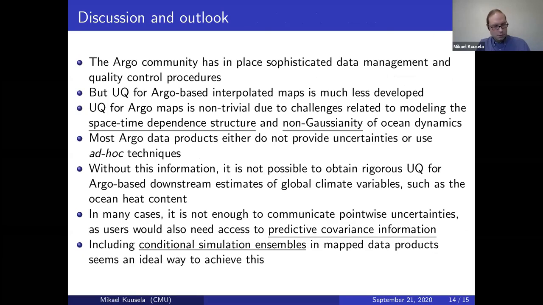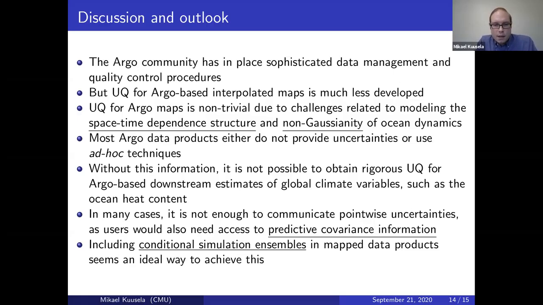Okay, so let me just wrap up here. The high-level conclusions here are that the Argo community has a very sophisticated approach for data management and quality control, and the previous speaker did a really good job at explaining those aspects of the Argo project. But what I think is much less developed is what happens after that, which is the mapping part. And I think actually the next speaker will talk about the other approach, the data assimilation approach, which I think has a lot of related issues and questions. So those things also require uncertainty quantification.